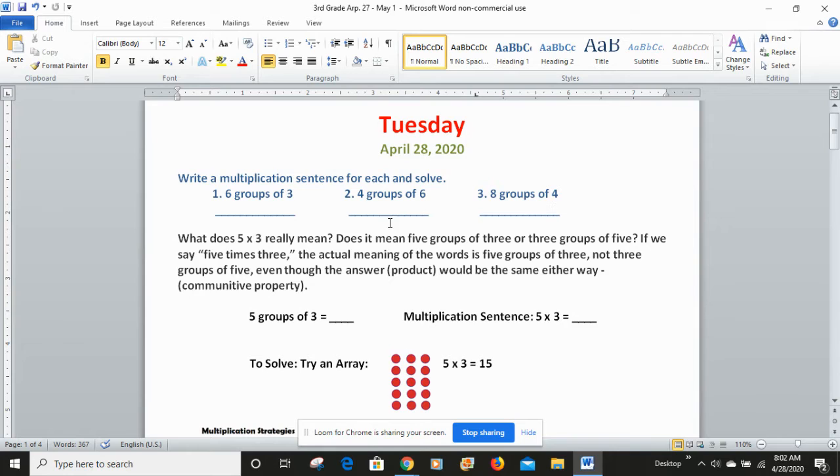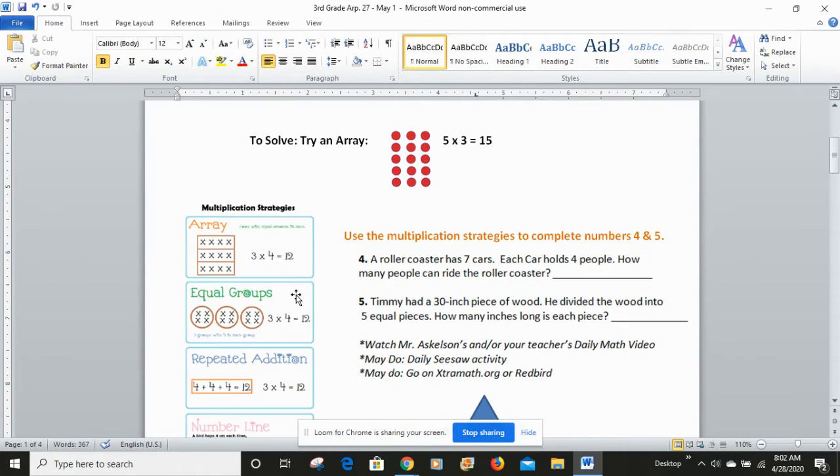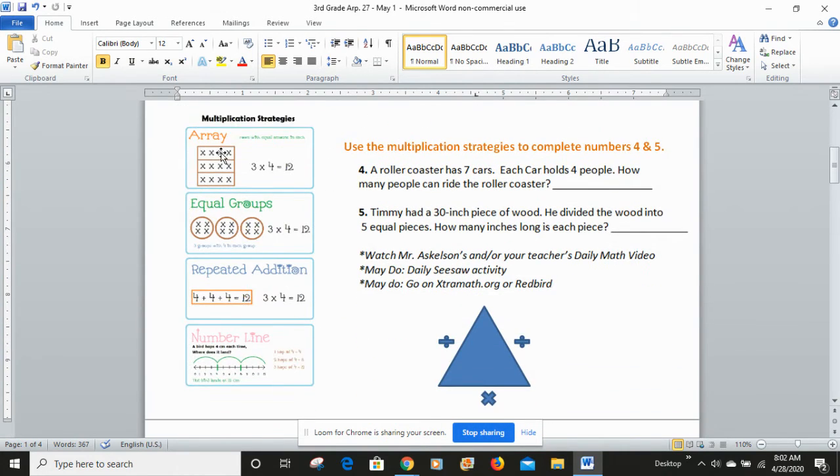So I always like to think of the word "of" as my multiplication symbol. So 6 times 3, and so on. So substitute the word "of" with the multiplication symbol. Then use some of your strategies from multiplication to help you solve them. You could use an array or equal groups, repeated addition, or a number line.